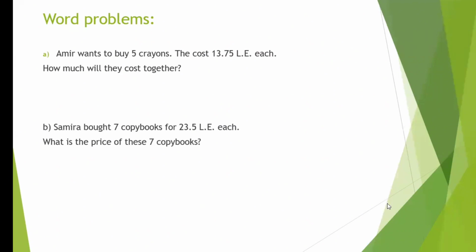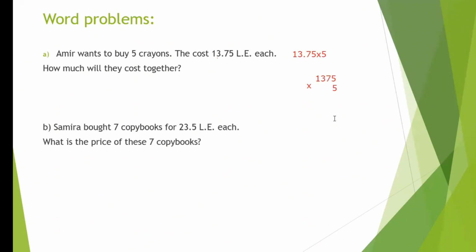Let's solve some word problems. A. Amir wants to buy 5 crayons. The cost is 13.75 LE each. How much will they cost together? So the value of each one crayon is 13.75. To get the total value of the crayons, we have to multiply 13.75 by 5. When we multiply, we ignore the decimal point, then return it back at the end.